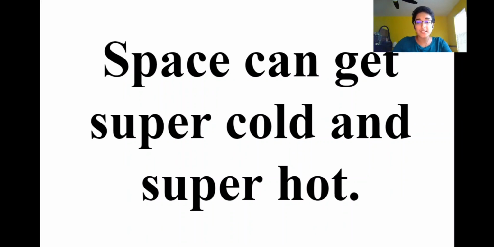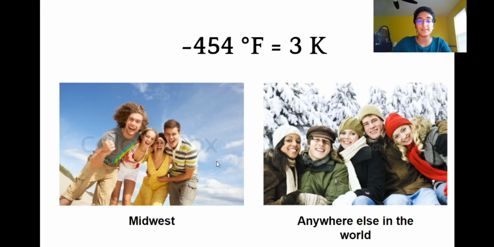The temperature in space can get to both extremes, super cold and super hot. Let's talk about the cold portion of space. Space can get to negative 454 degrees Fahrenheit. For those of you who know what absolute zero is, that's about 3 Kelvin, which is super close to absolute zero. For those of you who don't know, absolute zero is so cold that everything stops moving. It's called absolute zero because it's 0 Kelvin, and Kelvin is just another temperature system like Fahrenheit or Celsius.